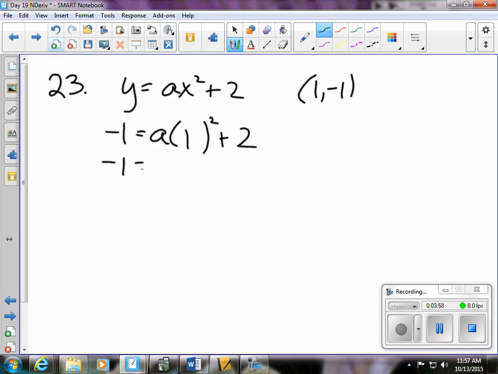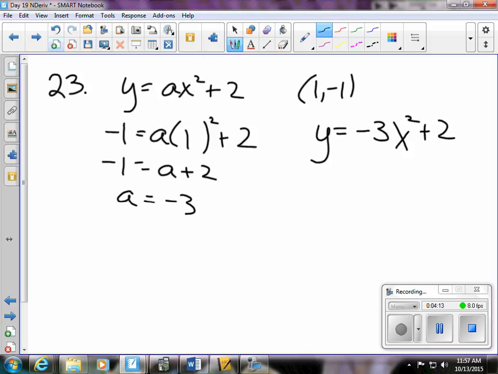So we have -1 equals a plus 2. What does a equal? -3. -1 minus 2 is -3. So we know that the parabola really is y equals -3x squared plus 2. That was just a little extra work. Now we want to write the equation of the normal line at that point. First, let's find out the slope of the tangent, and then we can get the slope of the normal.